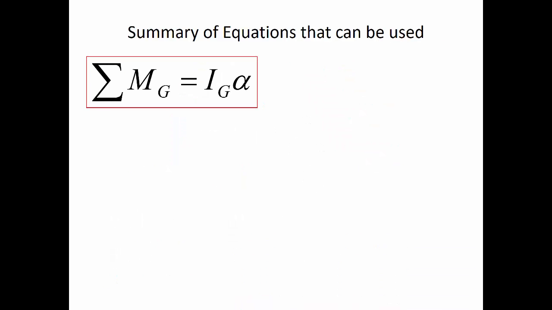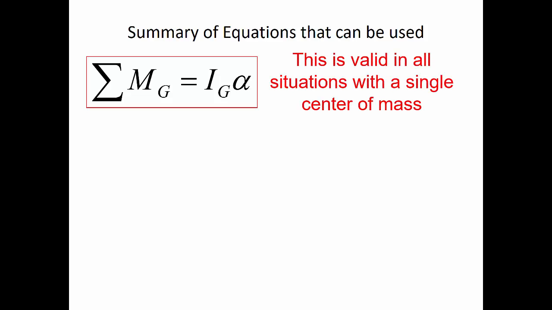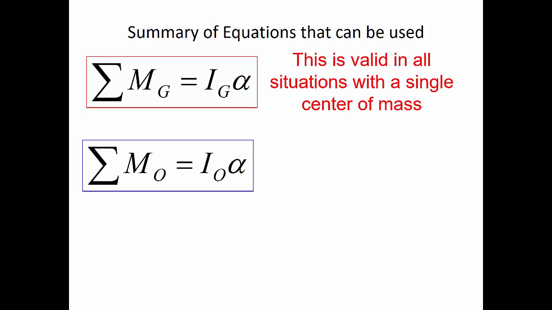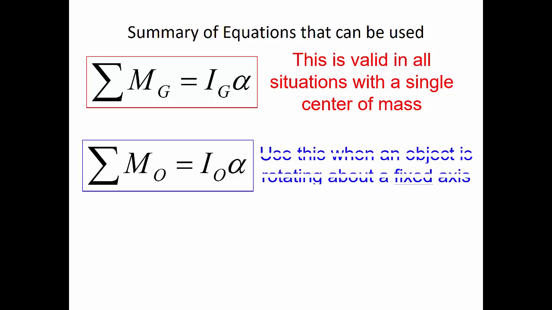First of all, we have the sum of the moments about the center of gravity is equal to the mass moment of inertia about the center of gravity times the angular acceleration. This is valid in all situations where we have a single center of mass. We can also use the sum of the moments about an offset point is equal to a shifted mass moment of inertia to that point using the parallel axis theorem times the angular acceleration. We use this when an object is rotating about a fixed axis.